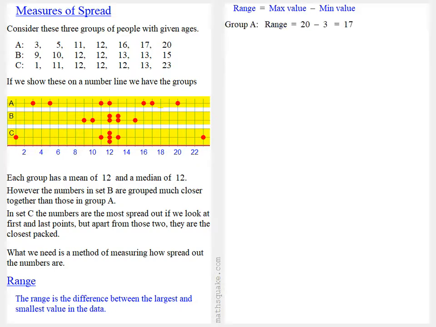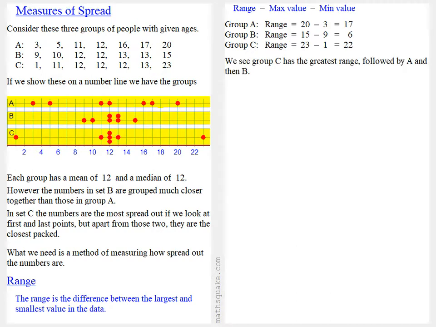In group A, the smallest value is 3 and the largest value is 20, so the range is 20 minus 3, which is 17. In group B, the numbers go from 9 up to 15, and so the range is 15 minus 9, which is equal to 6. And in group C, the numbers go from 1 up to 23, so the range is 23 minus 1, or 22. So we see group C has the greatest range, followed by A, and then B.